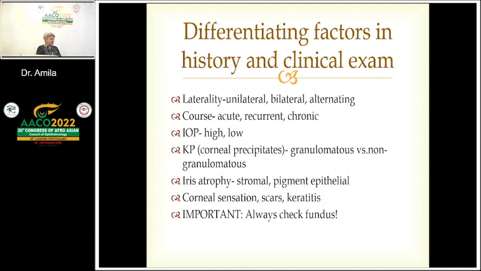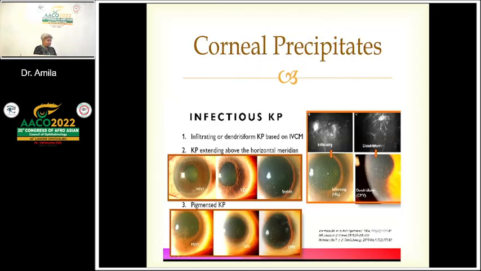There are different factors in history and clinical exam. It could be unilateral, bilateral, acute, recurrent, chronic. It could be with high IOP, corneal precipitates, iris atrophy, corneal sensation changes, and always check the fundus.